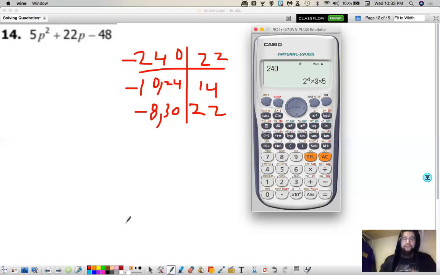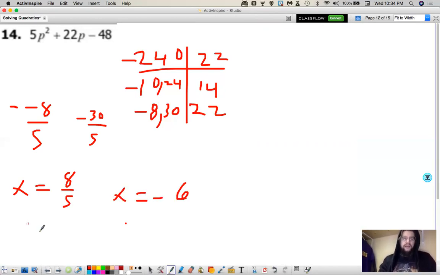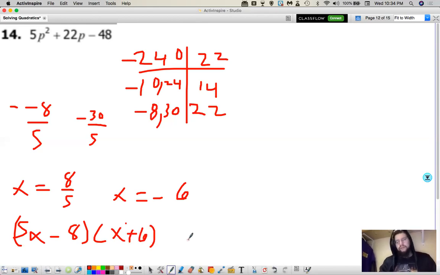Whatever's easier for you. So this is the hard part right here, figuring out what your numbers are. Negative 8 over 5, negative 30 over 5, so x equals 8/5, x equals negative 6, 5x minus 8, x plus 6. So again, you're just getting rid of your fractions, so that's going to be 5x equals 8. Then it's a positive 8, so I'm going to subtract it. And we equal 0. Everything good.